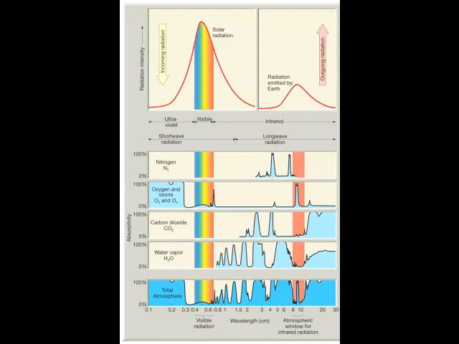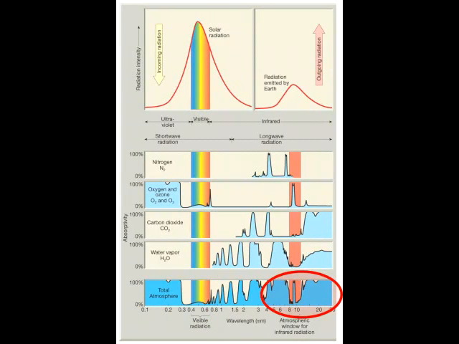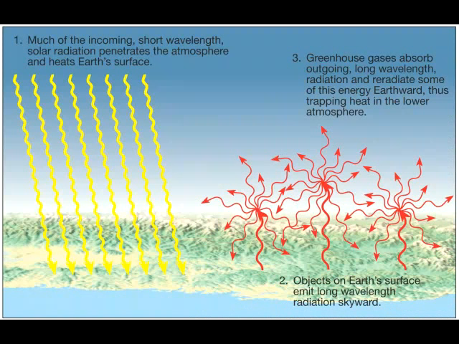Gases absorb radiation to different degrees depending on wavelengths. The gases of the atmosphere, nitrogen, oxygen, carbon dioxide, and water vapor, hardly absorb any shortwave solar radiation, except UV radiation. However, they absorb a considerable amount of the outgoing terrestrial long-wave radiation. This causes a warming of the atmosphere, which is called the greenhouse effect.